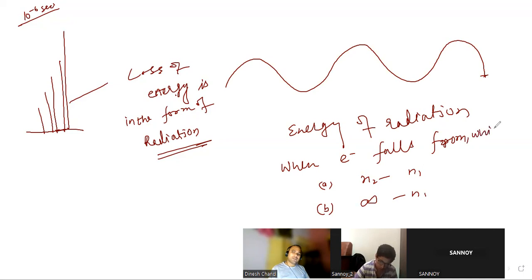Which has the highest wavelength? बताइए आप.